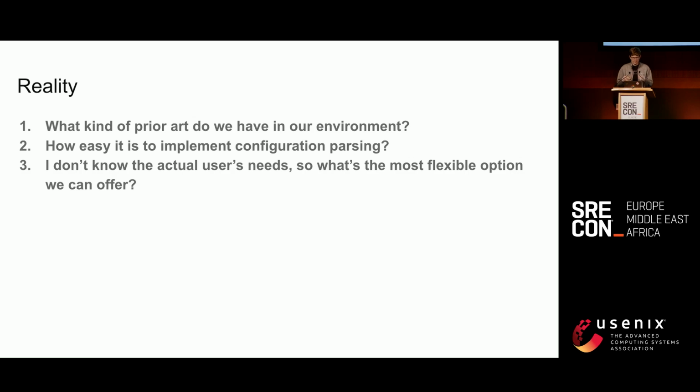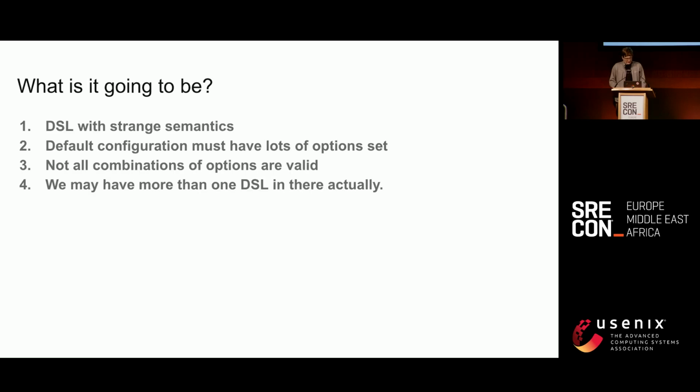Or I will look at what is easier to implement. Sometimes I will say, okay, I don't know what the user will need, so I'm just going to give the user ultimate flexibility, right? Ultimate flexibility, no limits, just do it. And somehow I will end up, and this is my prediction, with a DSL with strange semantics.